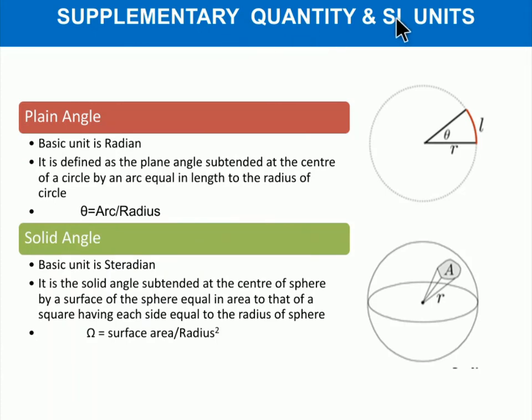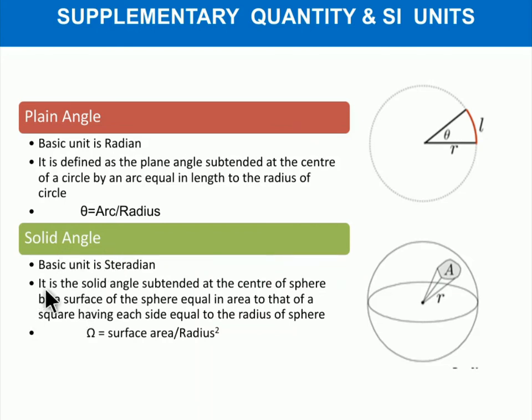Supplementary quantity and SI unit. Plane angle. It is defined as the plane angle subtended at the center of a circle by an arc equal in length to the radius of the circle. Plane angle equals arc upon radius. The basic unit of plane angle is radian.